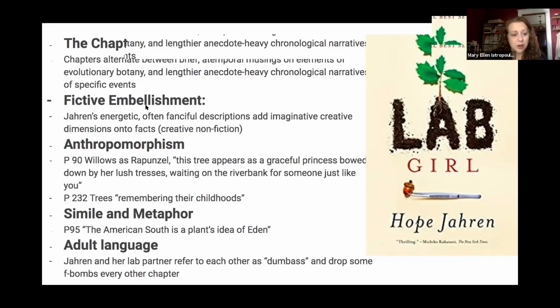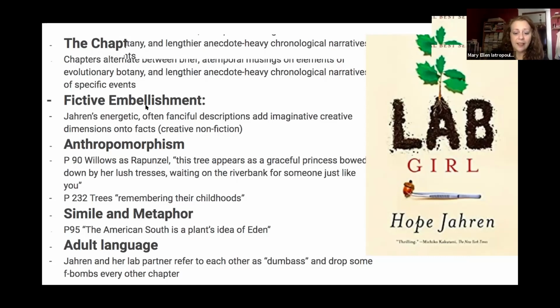Willow trees, for example, on page 90, she casts in the role of a Disney princess or a Grimm Brothers princess, where she says that willows are like Rapunzel. "This tree appears as a graceful princess bowed down by her lush tresses, waiting on the riverbank for someone just like you." And that is a pretty fanciful way of looking at a willow tree, but it really helps you sympathize with the willow tree, and it helps you understand that she views plants as people a lot of the time.